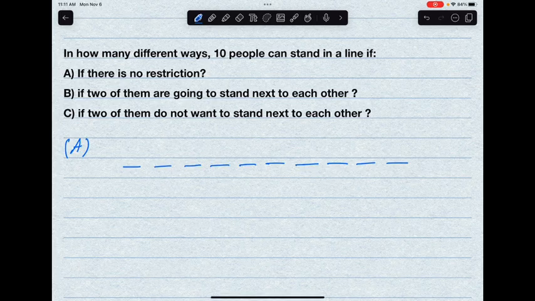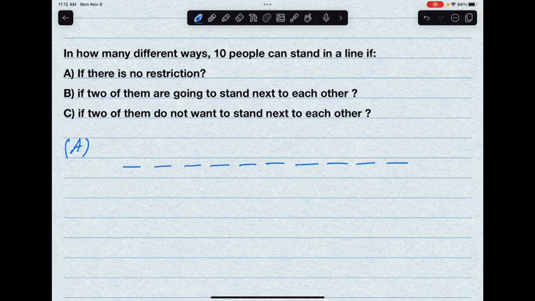Okay, in this question, we have an order. The places are different, and the other thing is we don't have repetition. If somebody stands in a line, he cannot stand again. So that's part of the nature of this question. We have an order and there's no repetition, so therefore mathematically the solution is 10 factorial.